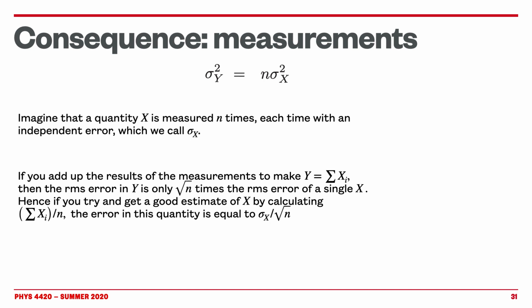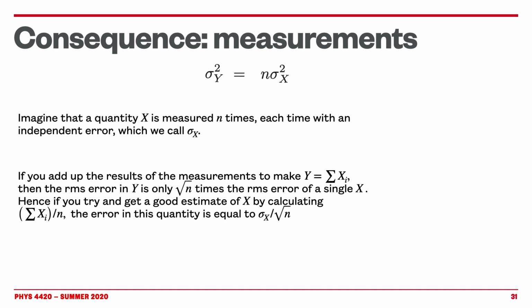Therefore, the uncertainty of the sum of xi over n is going to be equal to sigma x divided by square root of n. This formula is the reason why we perform the same experiment many times and take the average. Indeed, the variance actually goes down as 1 over square root of n. In fact, if n goes to infinity, the variance will be 0. In other words, the accuracy of my measurement is getting better and better, okay?